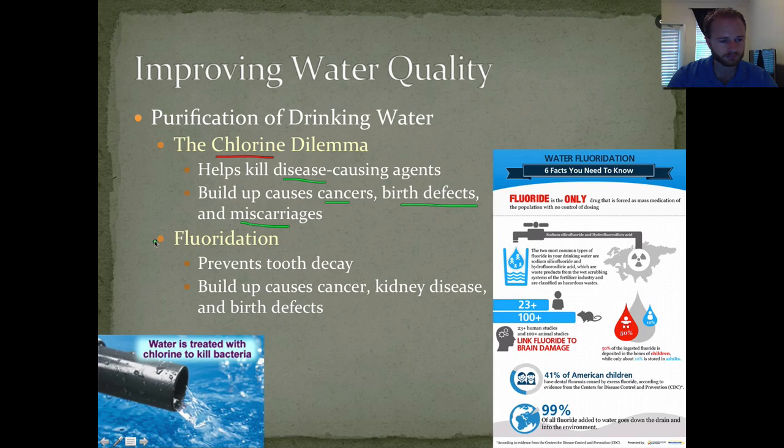Or fluoride. Where have you heard of fluoride before? What's fluoride in? It's in toothpaste. And this is the only drug that is forced as a mass medication to the population with no control of the dose. So they put fluoride in the water to prevent different types of mouth problems like tooth decay. And a buildup of it can cause cancer, kidney disease, and different types of birth defects. It can also cause different types of brain damage. 99% of fluoride added to water goes down the drain into the environment.